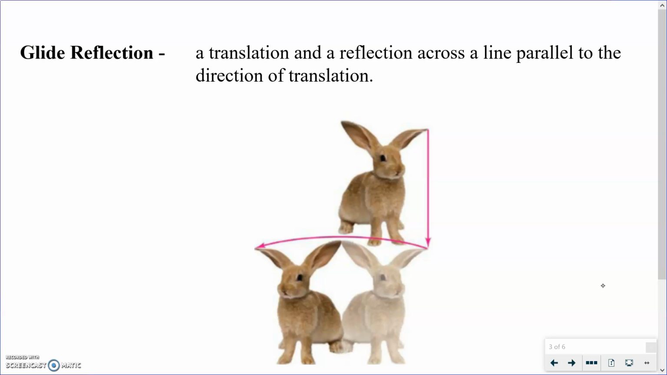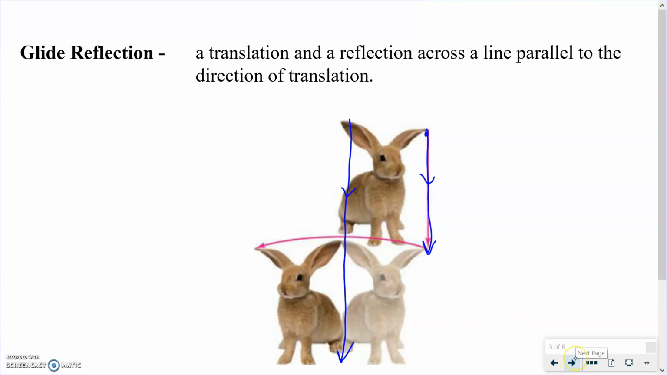Okay, a glide reflection is a translation and a reflection across a line parallel to the direction of translation. So what that means is this line is the direction of translation and the line of reflection is here, which is parallel. These two lines are parallel. And so when we glide down and then reflect over a line that is parallel, it doesn't have to be right next to the figure, but it does have to be parallel. And that's what we call a glide reflection. It has a specific name.